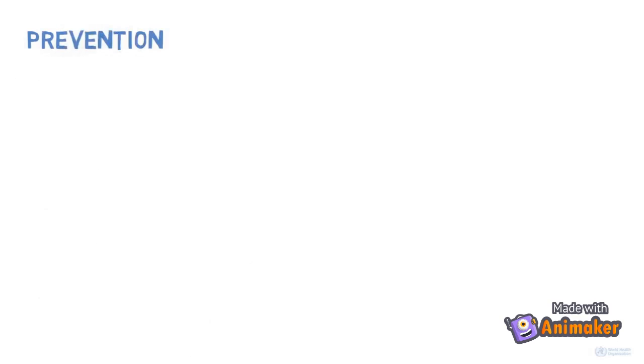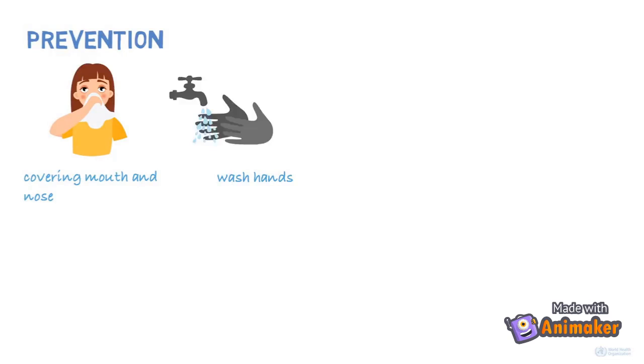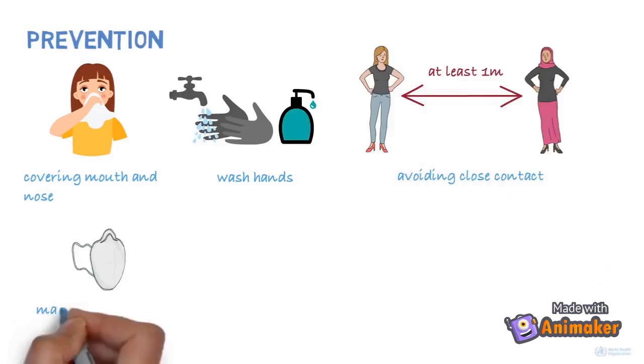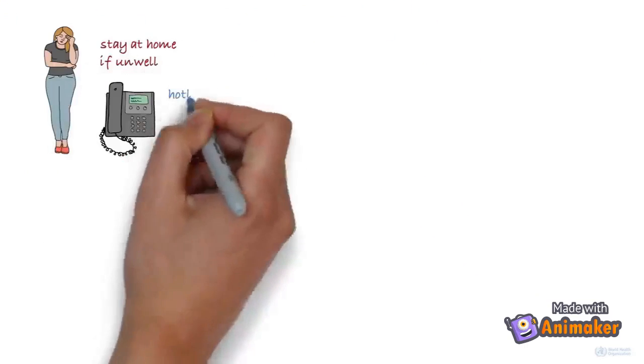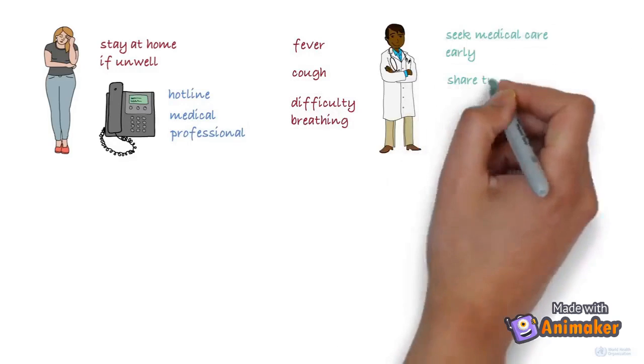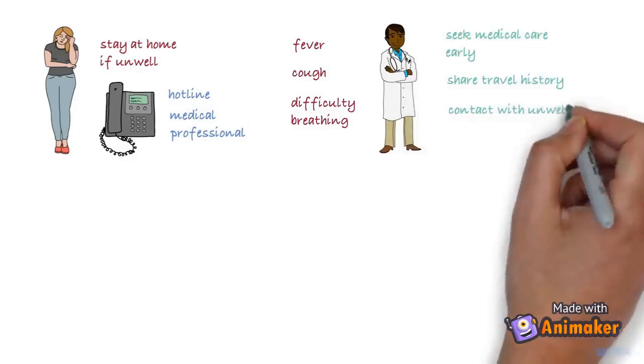There are a number of effective ways to prevent the spread of the disease. These include covering your mouth and nose when coughing or sneezing with a flexed elbow or tissue, and throwing the tissue in a closed bin immediately after use. Wash hands regularly with soap and water or an alcohol-based hand rub, maintaining at least 1 meter distance from people, and the appropriate use of masks and personal protective equipment, especially in health settings. It's important to stay home if you're feeling unwell and to call a hotline or your medical professional. But if you have a fever, cough, or difficulty breathing, seek medical care early and share your travel history or contact with someone unwell with your healthcare provider.